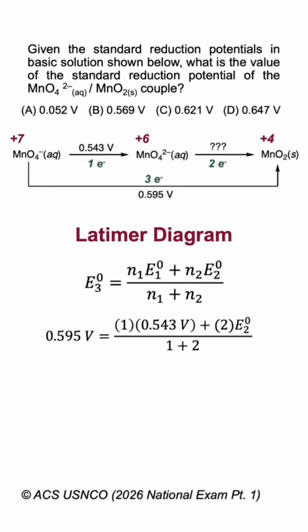This is the reduction potential, or E0, for MnO4^- to MnO2, which equals 1 times 0.543 volts plus 2 times E2, our unknown, all over 3, since we have 3 electrons involved. Solving for E2, that's equal to 0.621 volts, and therefore the correct answer is letter C.